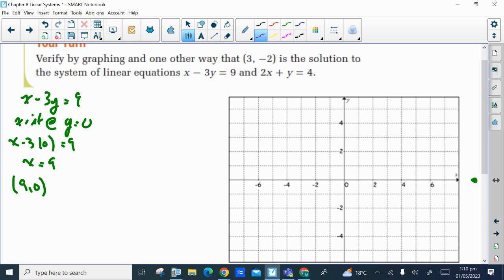Our second step is to find the y-intercept by letting x equal 0. So 0 take away 3y equals 9. So again, the x term essentially disappears. You're just left with negative 3y equals 9. And we divide both sides by negative 3.